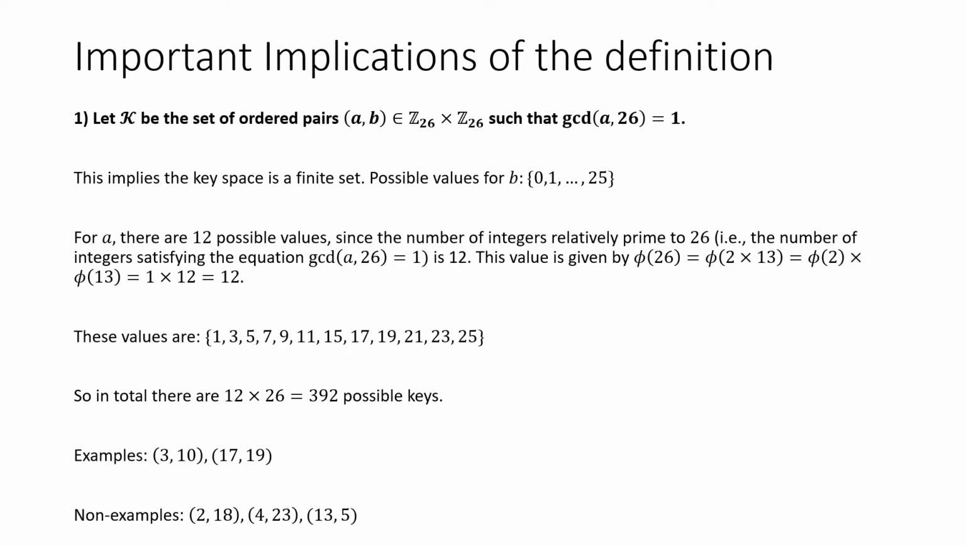And lastly, we are looking at the non-examples. Again, the second components, we're not concerned at all. Anything can go in there. But the first components, we have 2, 4, and 13. 2 and 13 both appear in the prime factorization of 26, so obviously their GCD is not going to be equal to 1. As for 4, the only prime factor of 4 is 2, so 4 and 26 are sharing a prime factor, namely 2. Therefore, again, the GCD is not equal to 1, and it cannot be a permissible key of Affine Cipher.